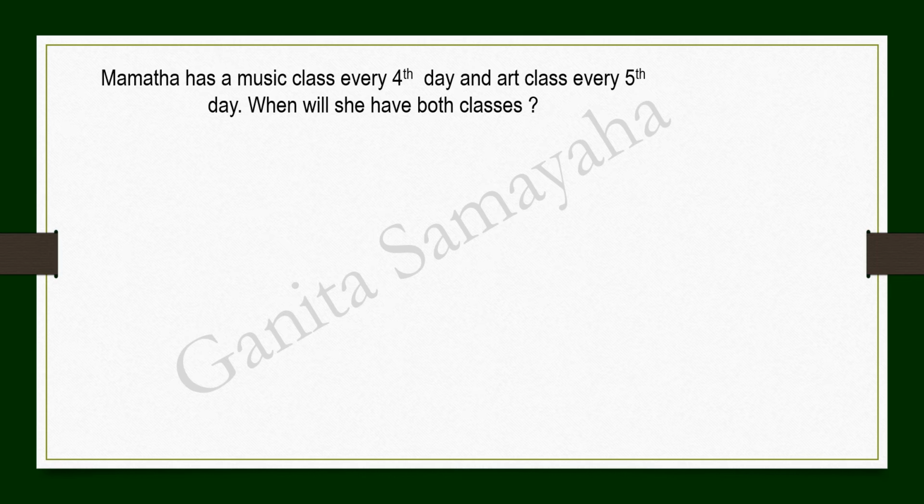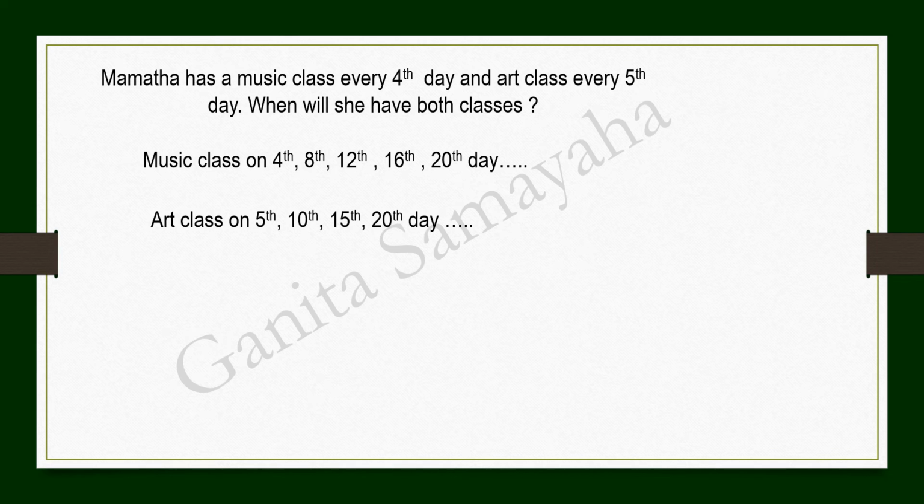Okay, so we have got: Mamata has a music class every 4th day and an art class every 5th day. When will she have both the classes? This is what we have to find. So let us write down what are the days when Mamata has got her music class. On the 4th day, 8th day, 12th day, 16th day, 20th day, and so on. Every 4 days she has got her music class, and art class every 5th day. So that means she will have it on 5th day, 10th day, 15th day, 20th day, and so on.